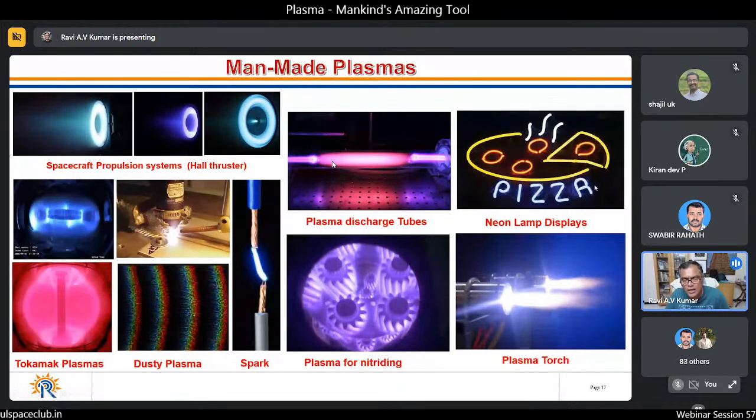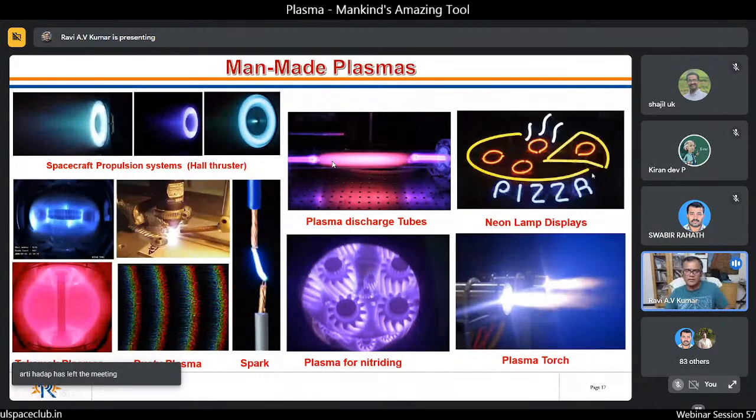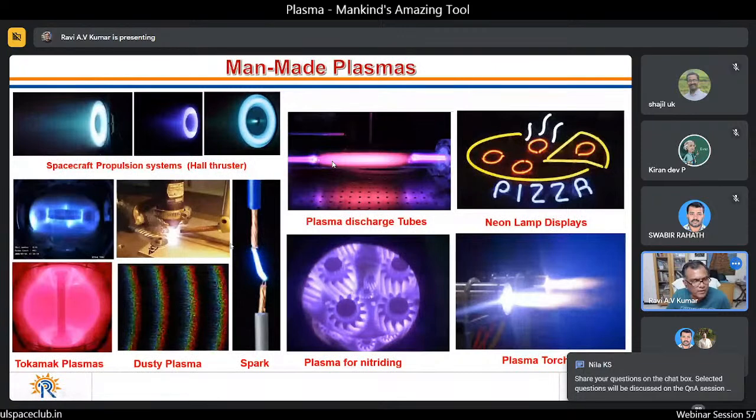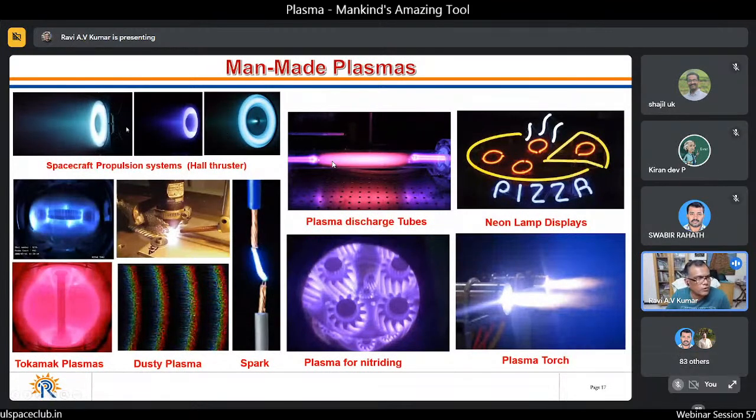And you have this neon lamp. These days nobody uses neon lamps because LEDs have completely taken over the market. But these are nothing but different gases filled inside evacuated tubes, and you make an electrical discharge. And then you have normal glow discharges. These two are hot plasmas that you see inside a fusion device called a tokamak. And on the top, you can see what are called spacecraft propulsion systems, or ion thrusters or Hall thrusters, whatever you want to call it.